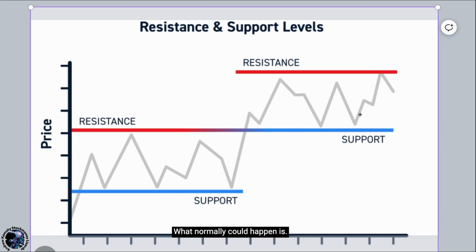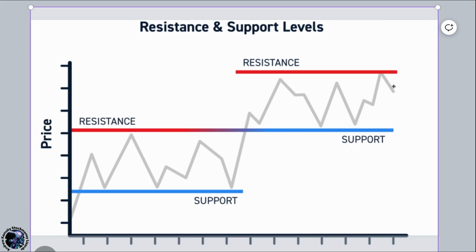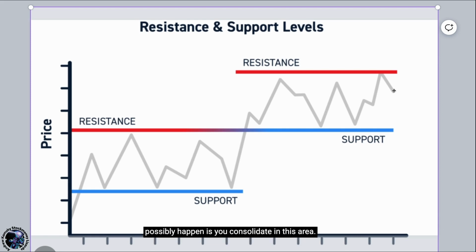What normally could happen is, in this case, you find support, which is the previous resistance over here. You go back up, meet resistance again, that's fine. Back down, support. You start creating a W pattern. W patterns are quite bullish. And what happened is you hit the resistance line, which is slightly higher than this in this case. You came back down. Now we don't have the extension of this chart, but what could possibly happen is you consolidate in this area to break out to new highs.